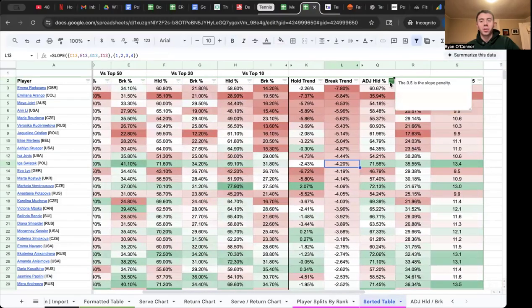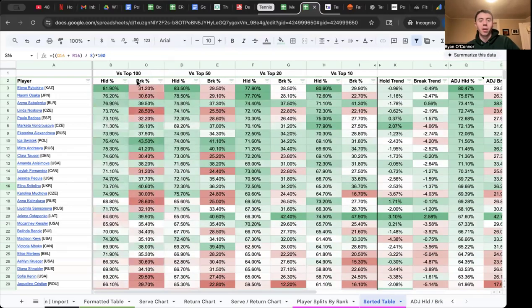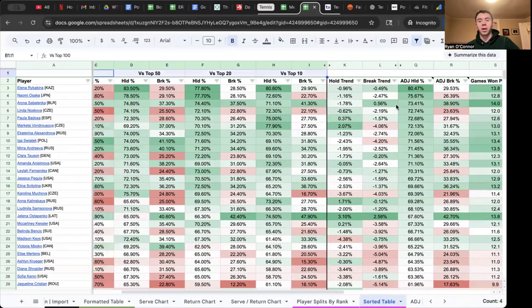All right, and then what you'll see on the chart here is adjusted hold percentage and break percentage. So that's just taking all this previous information into account and adjusting it. You have all this data now, versus top 100, versus top 50, versus top 20, versus top 10, and all those changing data points. And now you're adjusting it based on this data, who they played, and what their percentages are, to give you a more accurate representation as if everybody was on the same playing field and you adjust for the opponent.